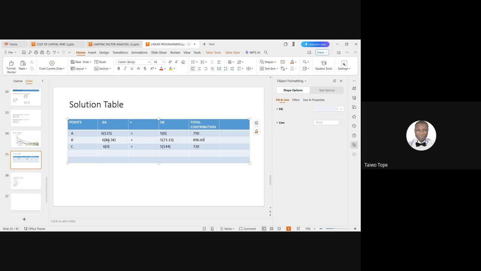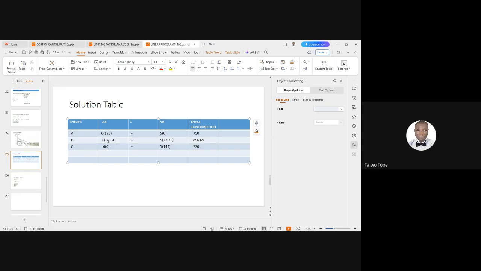So if you are asked what is the optimal product mix, at what point do you have the best? Point B, because we have the highest contribution at that point.